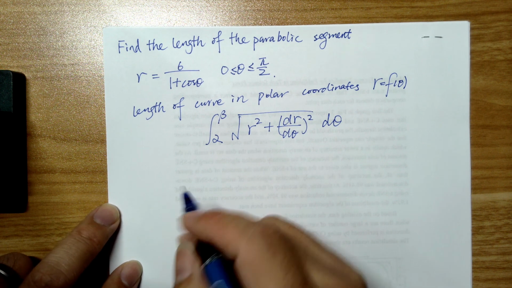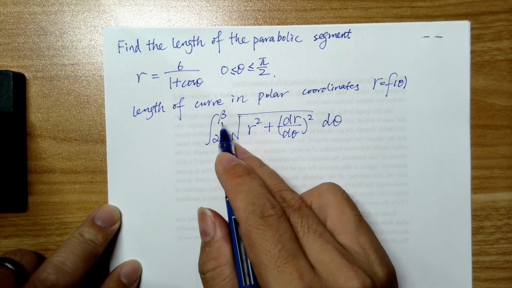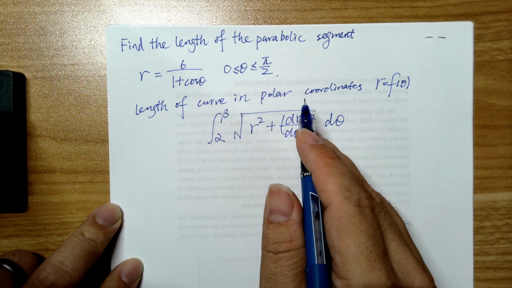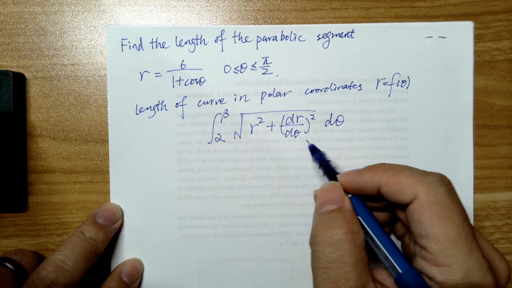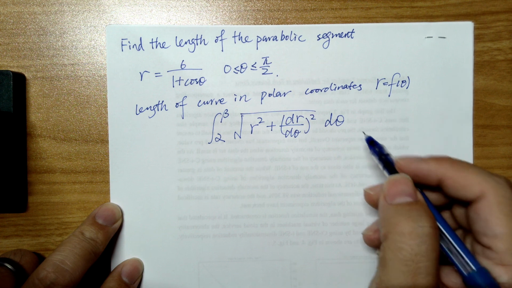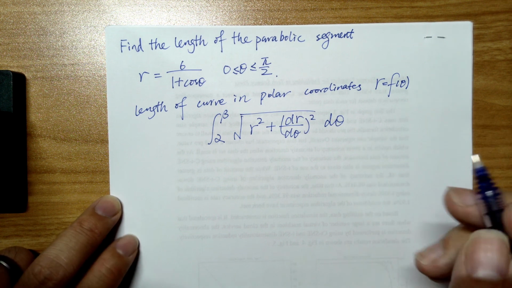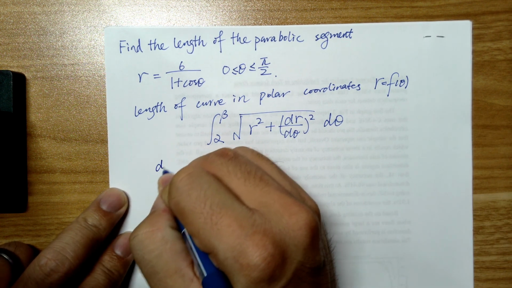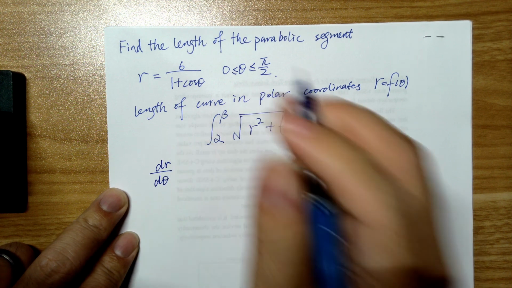So let's get started here. First of all, the alpha and beta are given. It's from 0 to pi over 2. So r is here, and we need to figure out what dr d theta is.